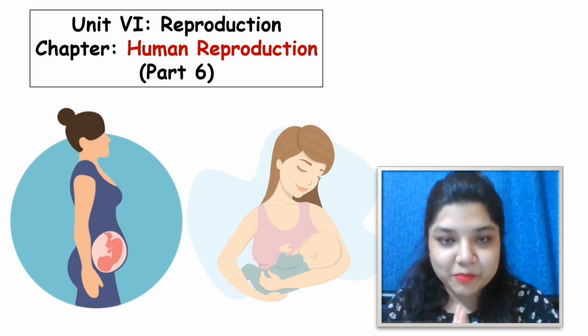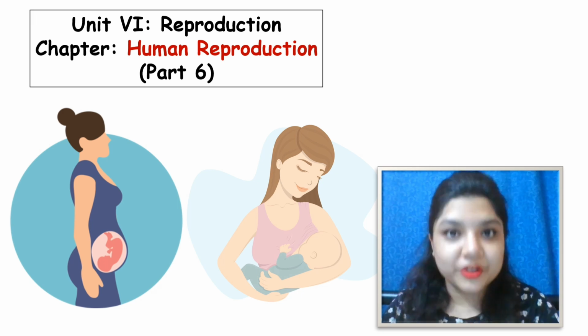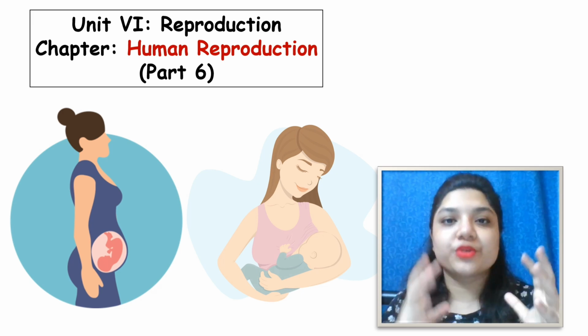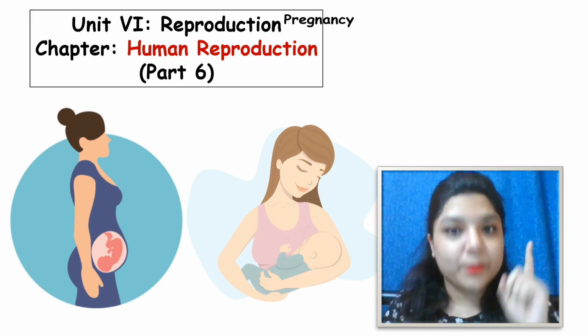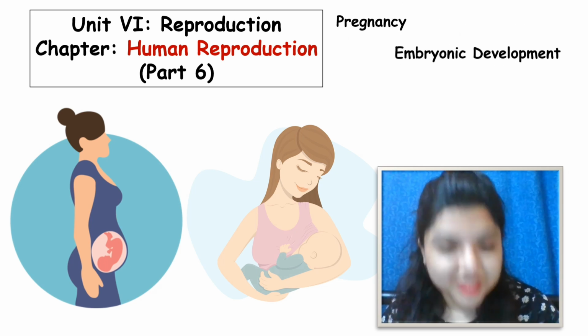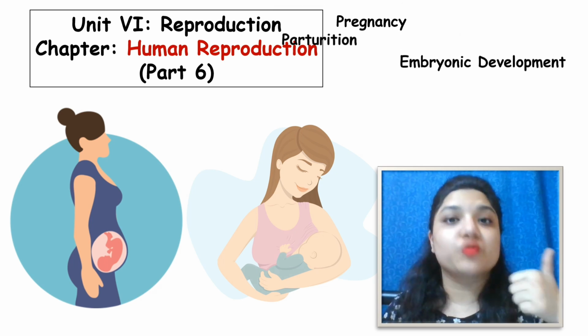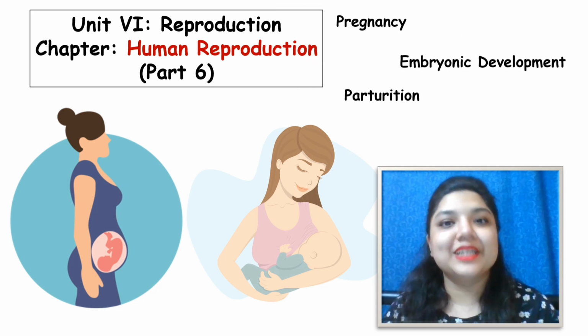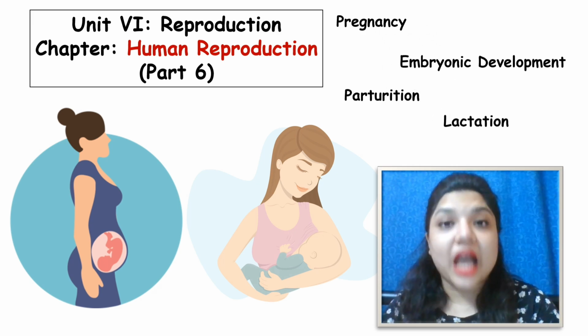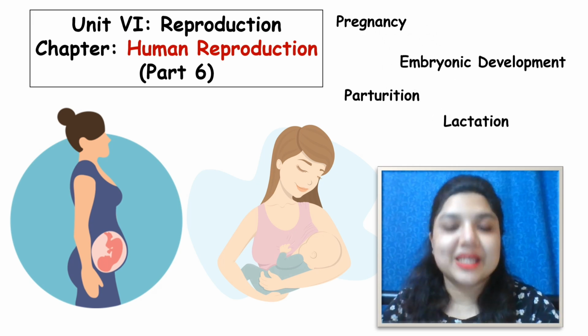This is the sixth part of our topic of human reproduction, and this is going to be our final part. In this video, we are going to cover topics such as pregnancy, then embryonic development, then we'll be discussing parturition, and finally lactation. Okay, so let's begin. And this lecture will be based on the NCERT Class 12 Biology textbook.